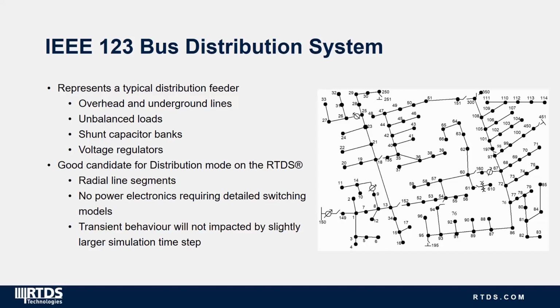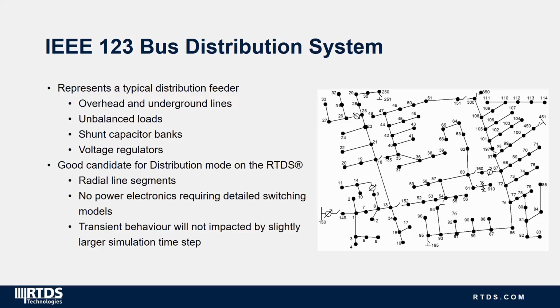Lastly, I'd like to briefly talk about the distribution system that's going to be simulated on the RTDS. In this demonstration, we're going to be simulating the IEEE 123 bus distribution system. The IntelliRupter is going to be interfaced with one of the breakers within this distribution system, and it will use this breaker in order to perform its pulse closing.